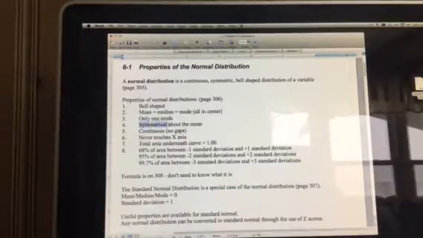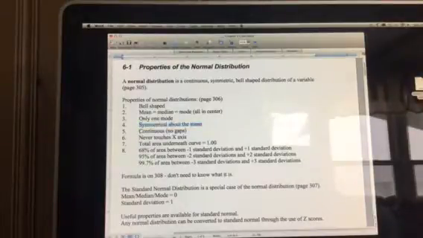Number 4 is an interesting one. The normal distribution is symmetrical about the mean. What that means is if you took that normal distribution graph and you folded it right along the mean, median, mode line, you'd have a perfect match. You'd have mirror images of each other, or in woodworking it'd be a book match. So the right and left half are mirror images of each other.